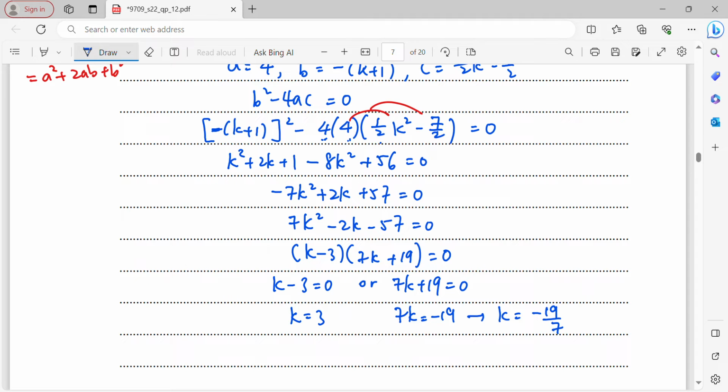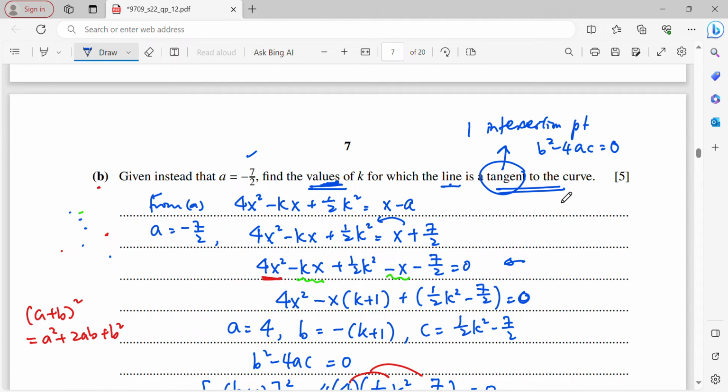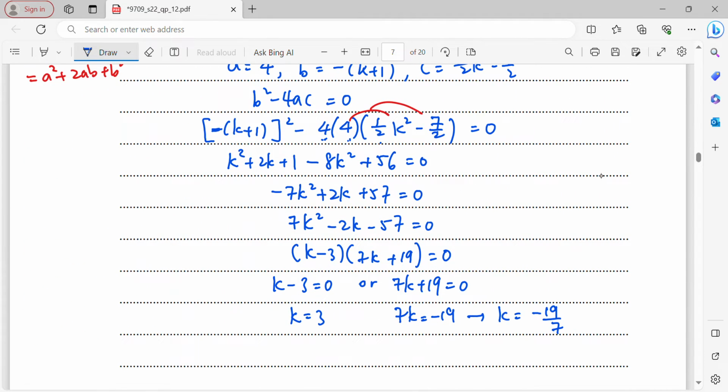So when we look at the question, find the values of k means that more than 1 k. Therefore, your final answer will be k equals to 3 or negative 19 over 7. So that's the solution of this question. Okay.